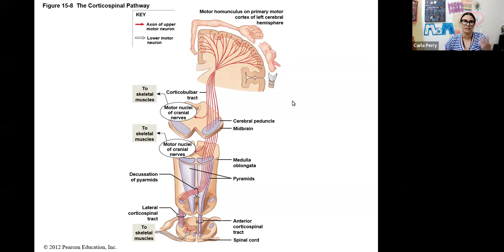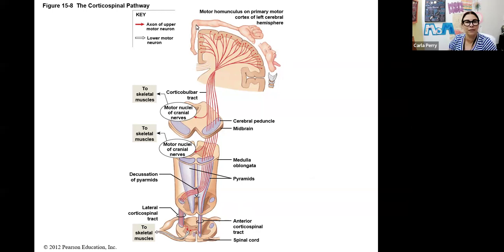So motor pathways are very different from sensory pathways, one of which is the direction of movement. So motor pathways go down, right? They start at the brain, they go down the brainstem, down the spinal cord, and then out to muscles.